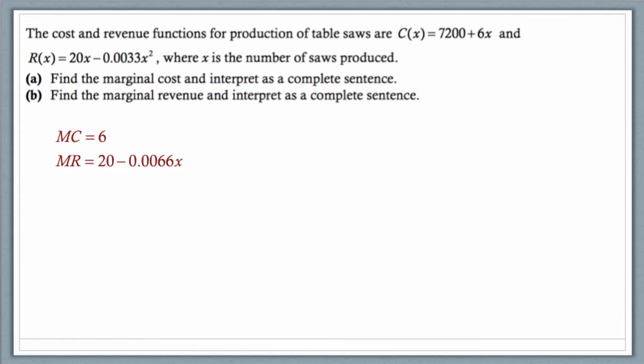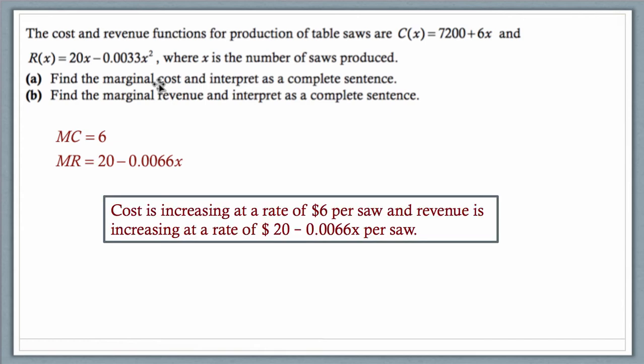So the marginal cost is 6 when my cost function is 7,200 plus 6x. So this is similar to an older problem where you're given a linear function and you just look at the slope of that function. Taking the first derivative gave us the same result. Marginal revenue, now that I have a quadratic equation here, again, I'm taking the first derivative. So now my marginal revenue isn't a specific number, it's actually a function.